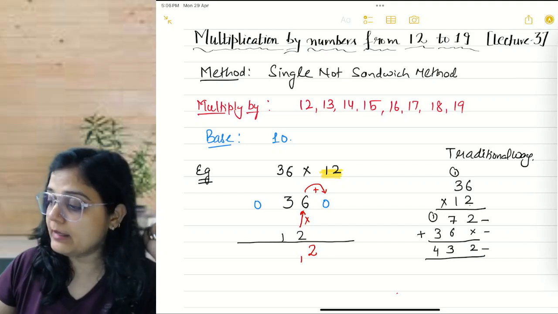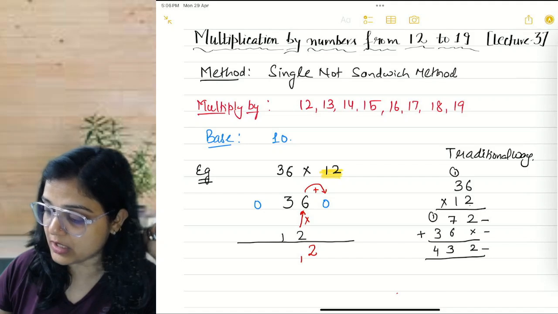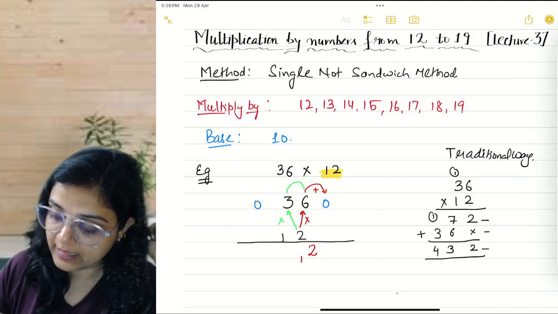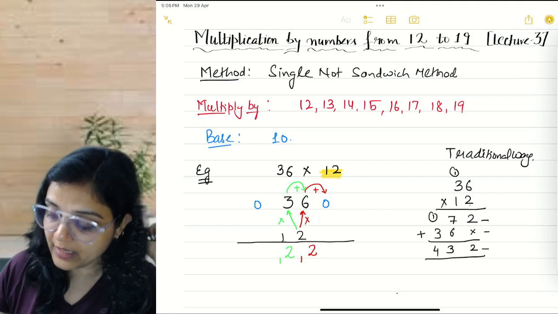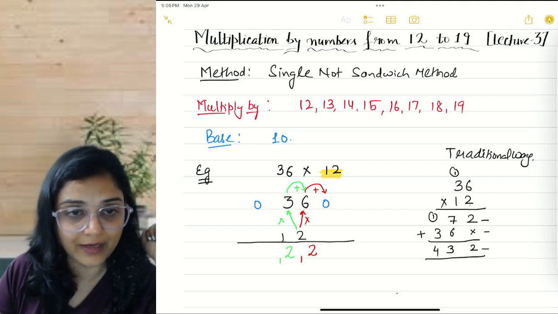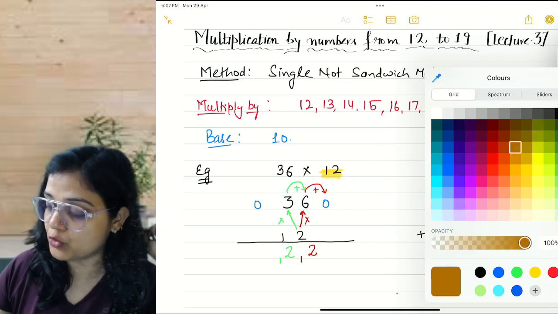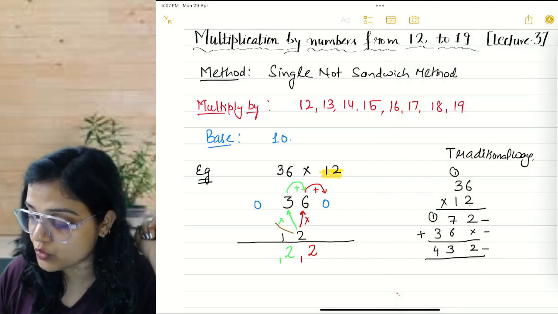Then I'll just change the color. I'll multiply this 2 with the tens place. 3 twos are 6, then I'll add this 6. 3 twos are 6 plus 6, again 12. So I'll write it like this, 12. And in the third step, I'm just changing the color again. I'll multiply this 2 with 0.